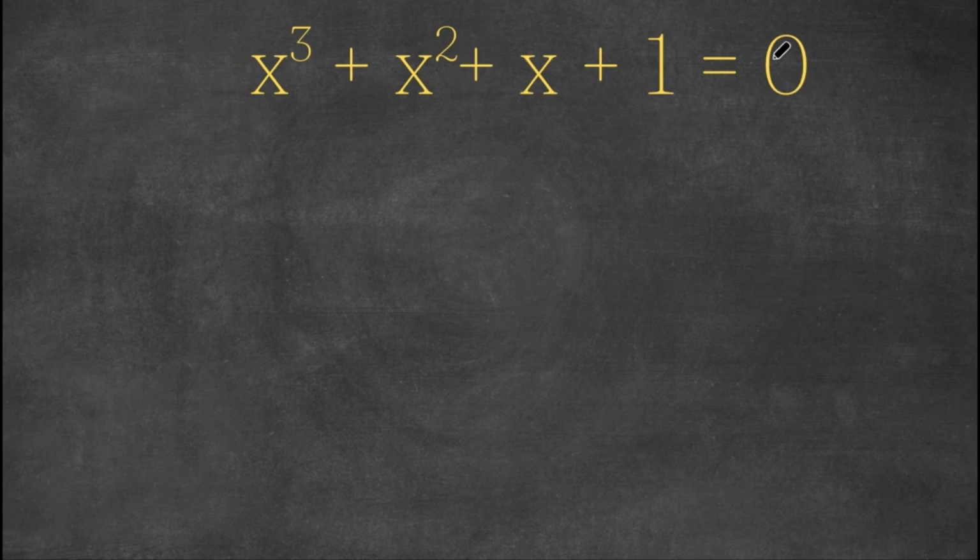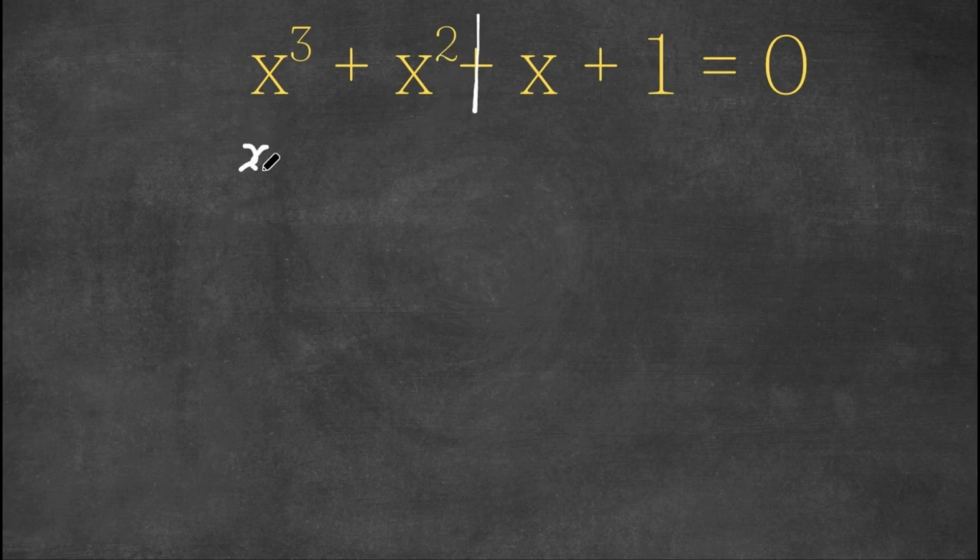So now what we're first going to do is focus on our left side here, and we're going to simplify this a little bit. We're going to divide this into two parts: x to the power of 3 plus x squared, and x plus 1 on our right side. So for x to the power of 3 plus x squared, we're going to factor out our greatest common factor, which in this case is x squared.